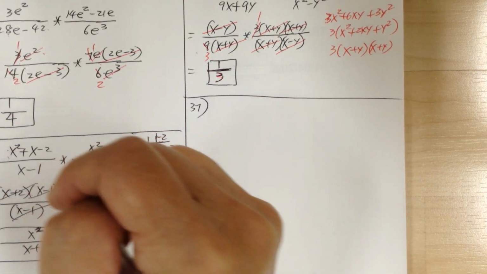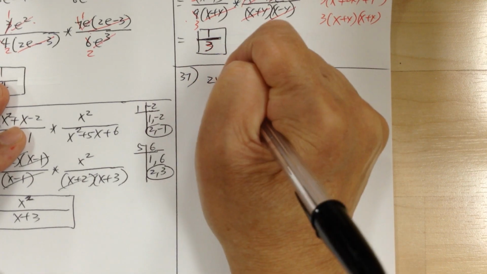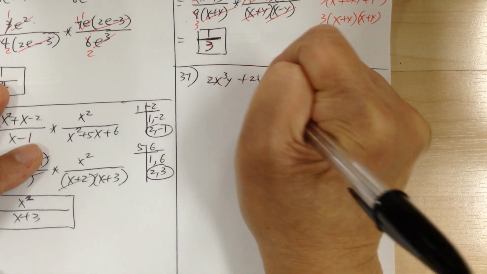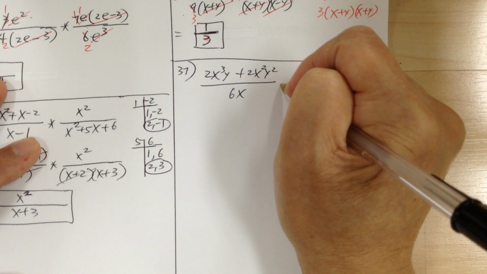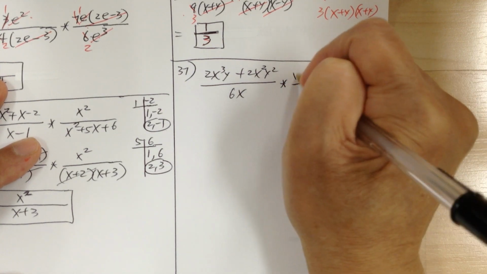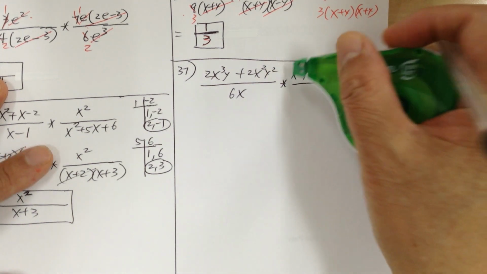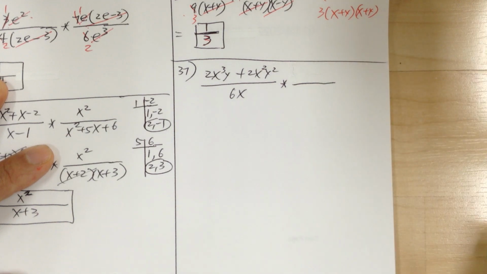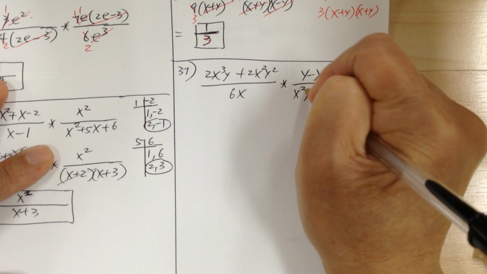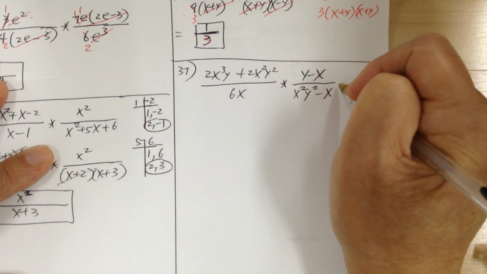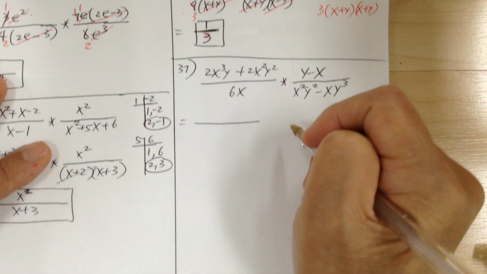Okay, let's go to the next one, 37. So you have (2x to the 3, y plus 2x squared y squared) over 6x. Division, so change into multiplication. You have to flip upside down. So you get x squared y squared over (y minus x), so you got x squared y squared minus x y to the 3.